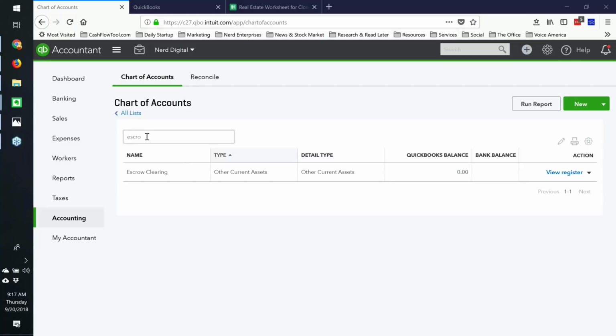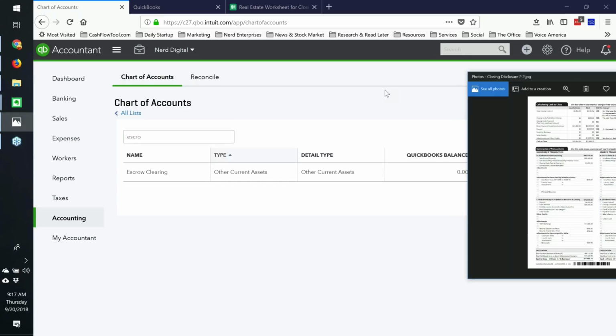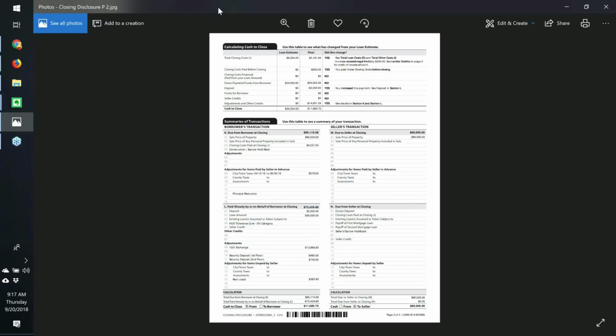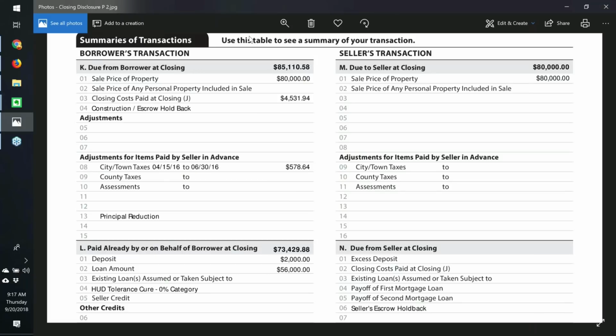So the first thing is, like I said, I wanted to make sure we had the escrow clearing account on the books. With that on the books, we're pretty much ready to start recording the purchase of a property. And so I've got an example of a closing disclosure statement. I know this is going to be small. I will zoom in, right?